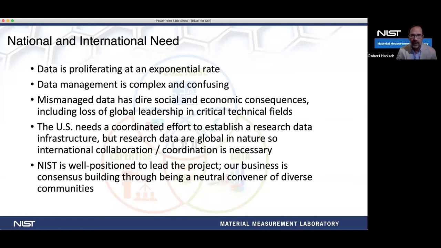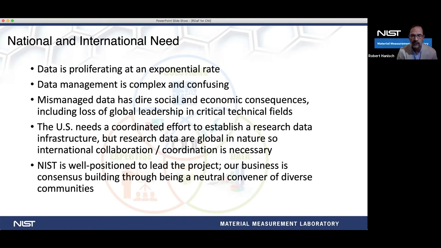There's both a national and international need for a research data framework. We know that data is proliferating at an exponential rate. Data management is complex and confusing, but mismanaged data has potentially dire social and economic consequences, including loss of global leadership in critical technical fields. So we need this within the US to really coordinate and establish a research data infrastructure. But the research data landscape is truly global in nature, so international collaboration and coordination is clearly necessary.